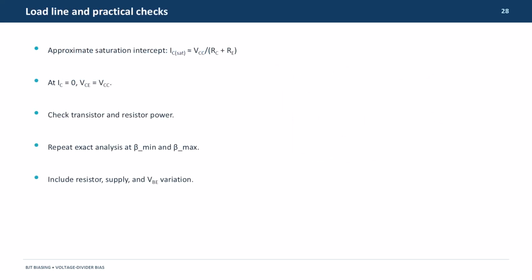The approximate DC load line runs from collector current 0 at collector-emitter voltage equal to the supply to the saturation current found by dividing the supply by the sum of collector and emitter resistances. Confirm the Q point lies inside this range. Then check transistor dissipation, resistor power, beta limits, resistor and supply tolerances, and temperature dependence of the base-emitter voltage.